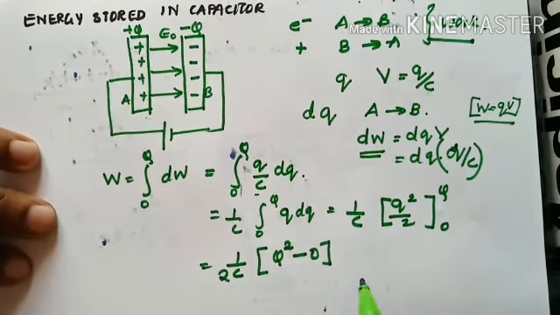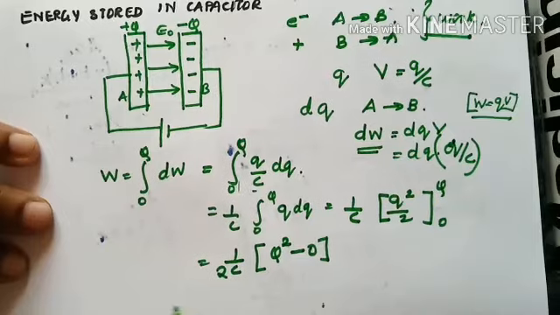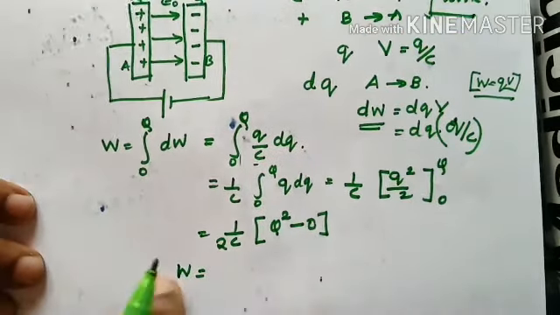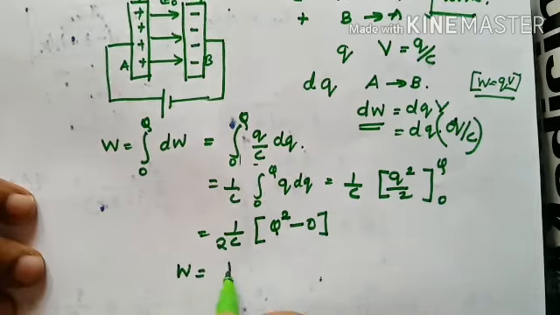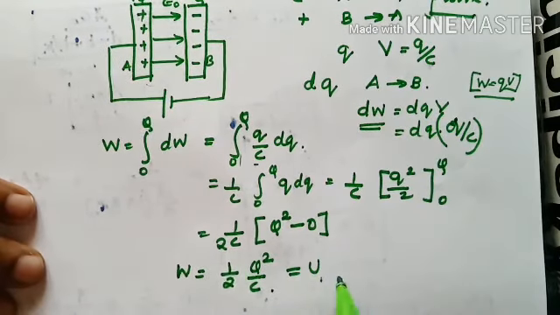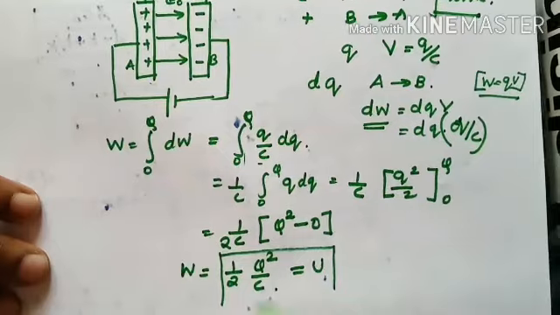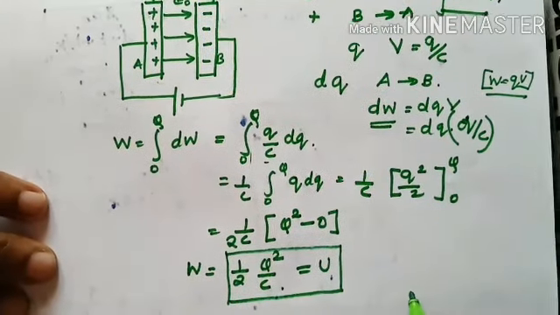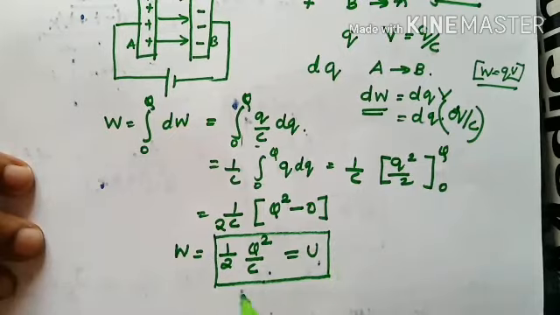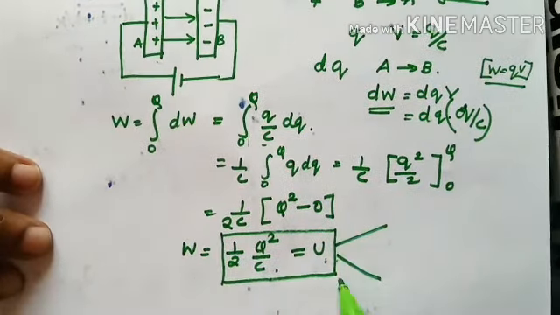I will bring the 2 outside so that you get an expression for the work done to move a charge from one plate to another, that is 1 by 2 Q squared by C. Now, the work done is stored as energy, so I can write this as U. So this is the expression for energy stored in a capacitor. Clear? Now there are 2 or 3 ways in which the expression can be rewritten, guys.